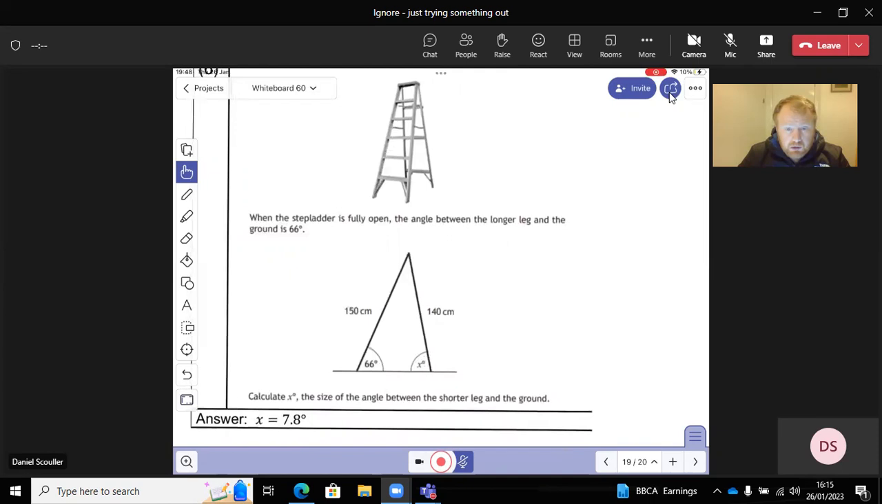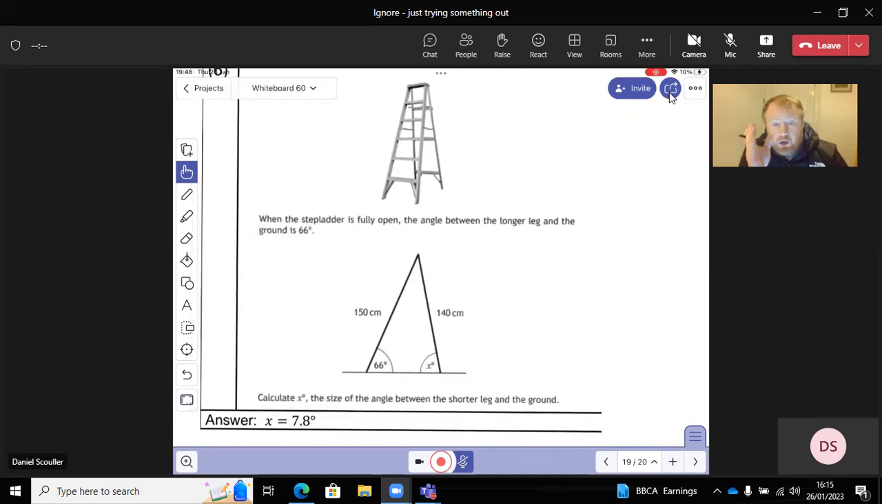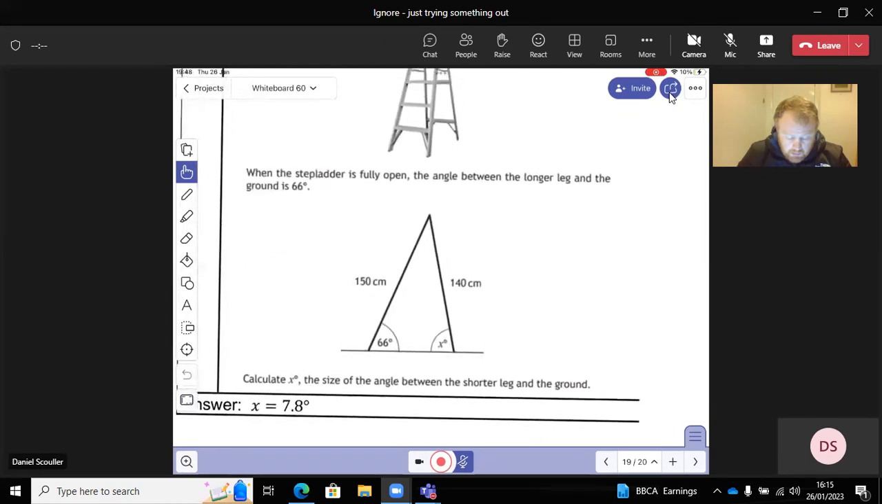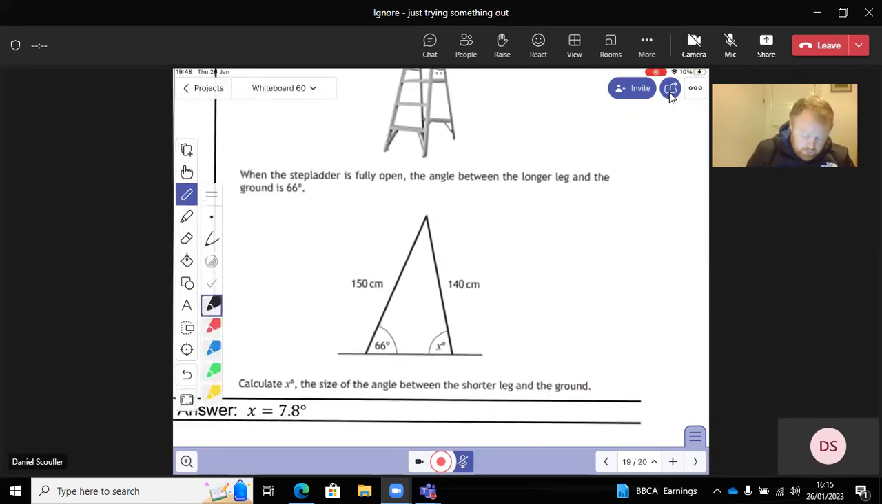We can clearly see it's a triangle, a non-right angle triangle, and it's given us one of the angles. Now, calculate x, the size of the angle between the shorter leg and the ground. Just by looking at it, I'm going to question that result. So let's go through it.